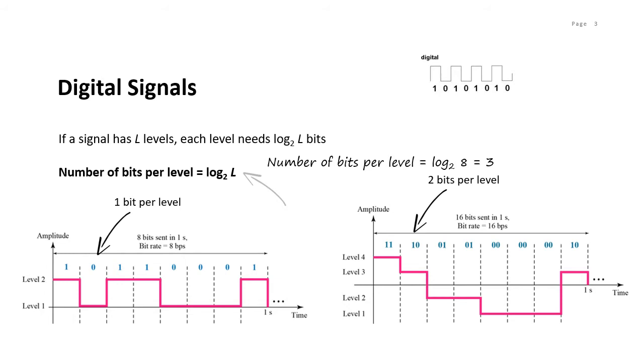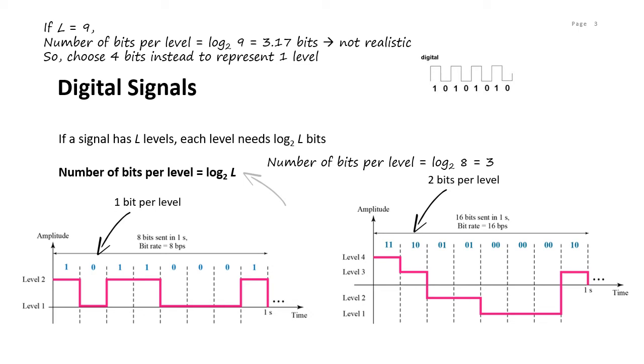Okay, let's try another example where a digital signal has 9 levels. How many bits are needed per level? Can you calculate them and try them? Okay, so if we calculate the number of bits by using the previous formula, we can see that each signal level is represented by 3.17 bits. However, this answer is not realistic. The number of bits sent per level needs to be an integer as well as a power of 2. So for this example, we shall choose 4 bits to represent one level.